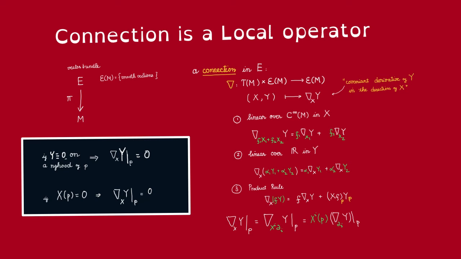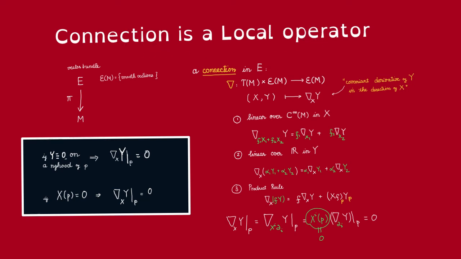But by linearity in the variable x, we can pull out this x^i. So we get that this is going to be equal to, at P, x^i at P times this. But this x^i at P has to be 0 because x is 0 at P, so all of its coordinates have to be 0 at P. And so this derivative vanishes at P as claimed. Thus, the connection is a local operator.